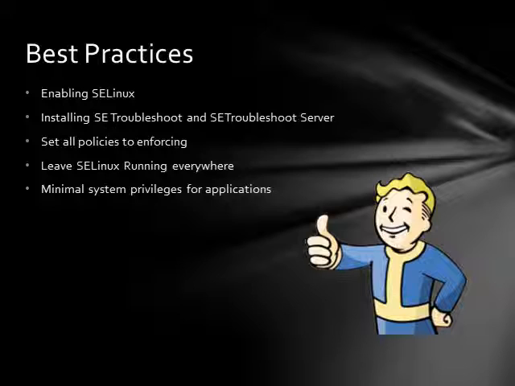Next, you want to install setroubleshoot and setroubleshoot-server, because it's a lot easier to troubleshoot your problems. Next, you want to set all the policies to enforcing. Make sure you have all of them enforcing. If one's not enforcing, then you're vulnerable. Then you want to leave SELinux running everywhere. Same thing as above. You'll be vulnerable if it's not running everywhere. And then you want minimum system privileges for all the applications.